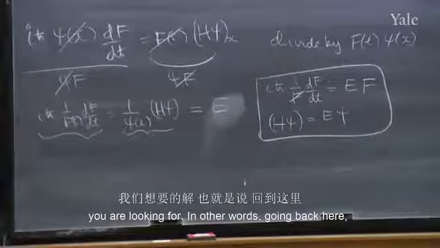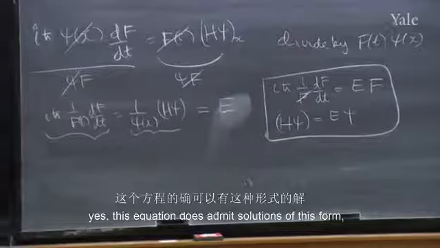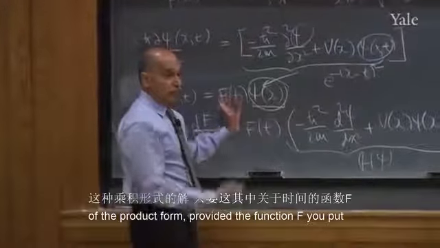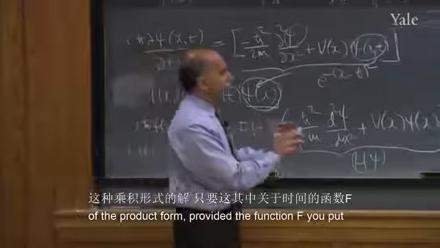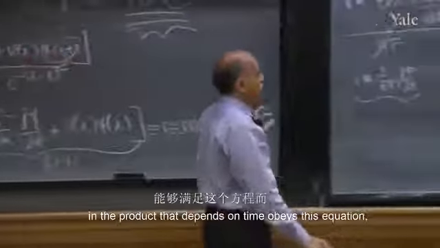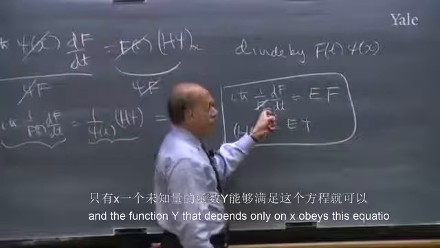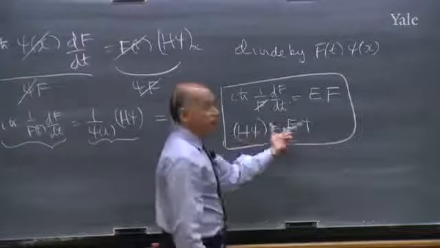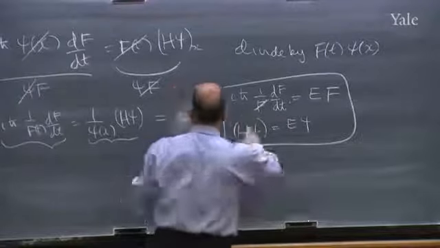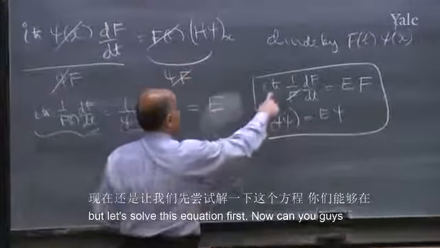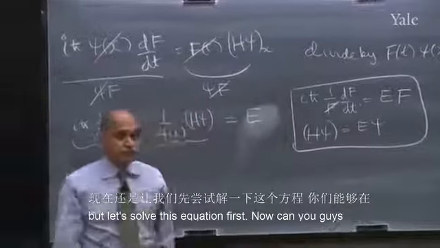In other words, going back here, yes, this equation does admit solutions of this form, of the product form, provided the function f you put in the product that depends on time obeys this equation, and the function ψ that depends only on x obeys this equation. Remember, Hψ is a shorthand for this long bunch of derivatives. We'll come to that in a moment. But let's solve this equation first.